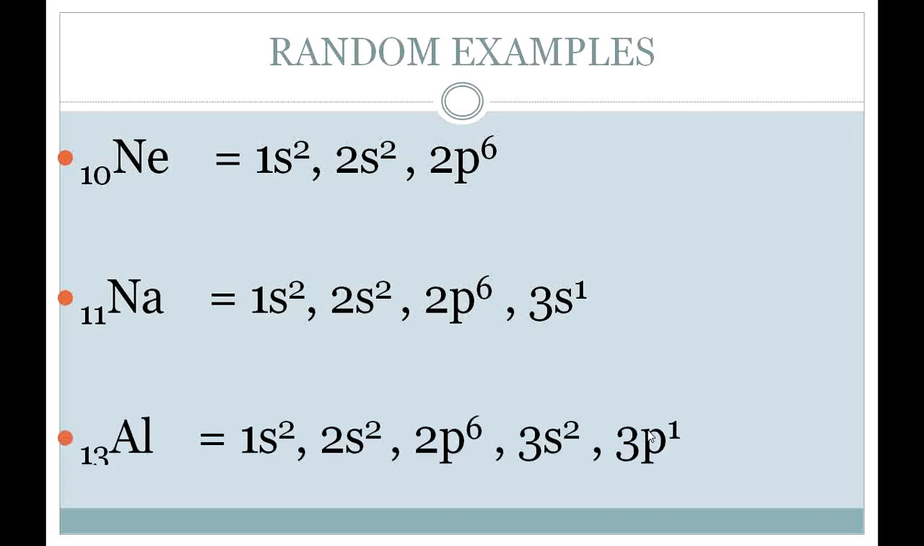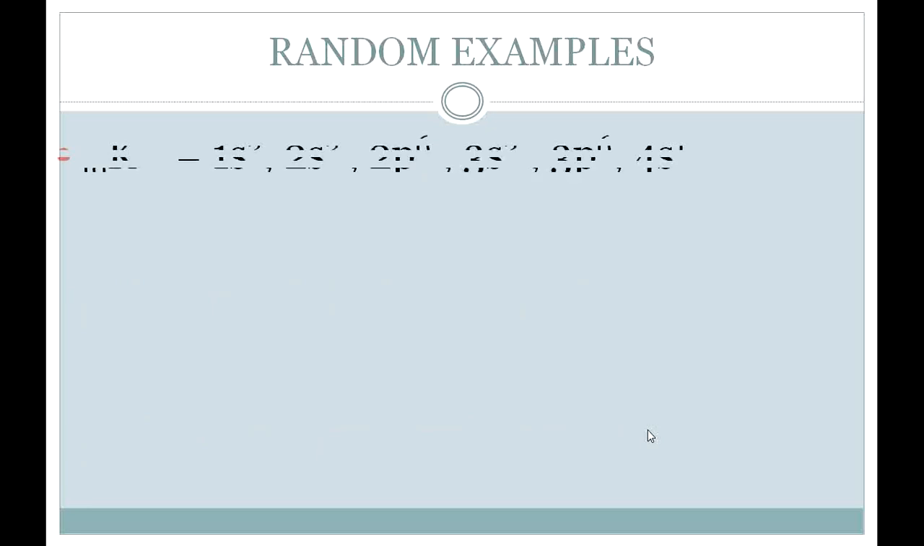Next is aluminium. Aluminium's atomic number is 13. Again we can see that after 3s we have 3p orbitals. So 1s2, 2s2, 2p6, 3s2 and 3p1. Next is potassium. Potassium's atomic number is 19. And after 3p, according to the orbital arrow diagram, we have the 4s orbital. So the 19th electron will move to the 4s orbital. Now the electronic configuration is 1s2, 2s2, 2p6, 3s2, 3p6 and 4s1.